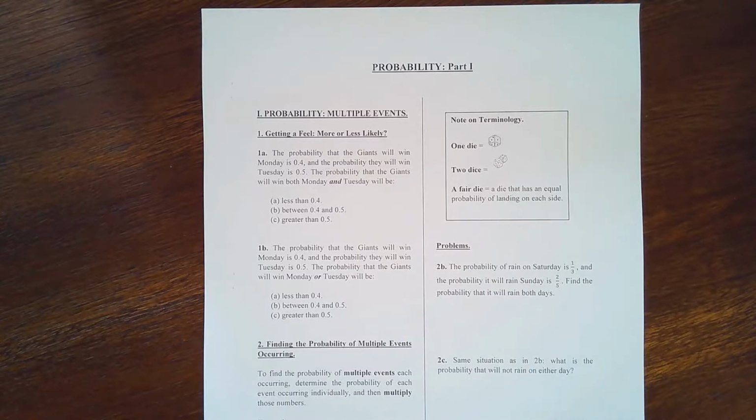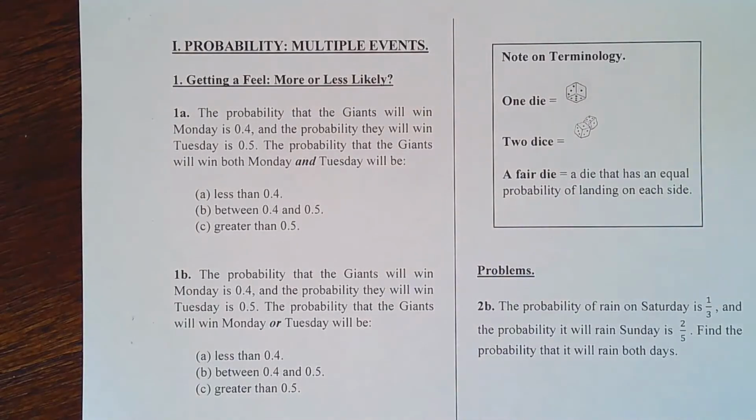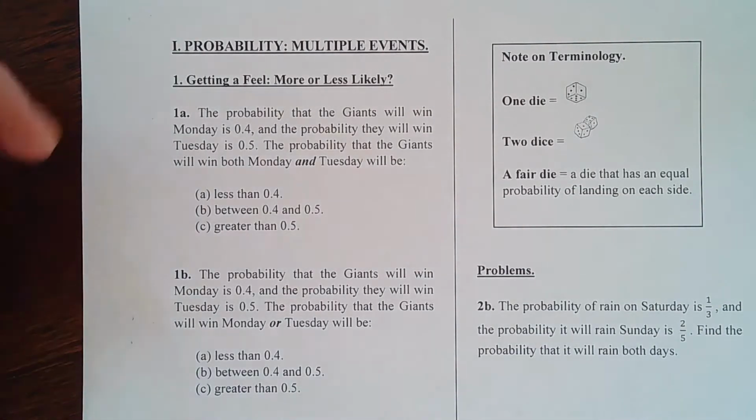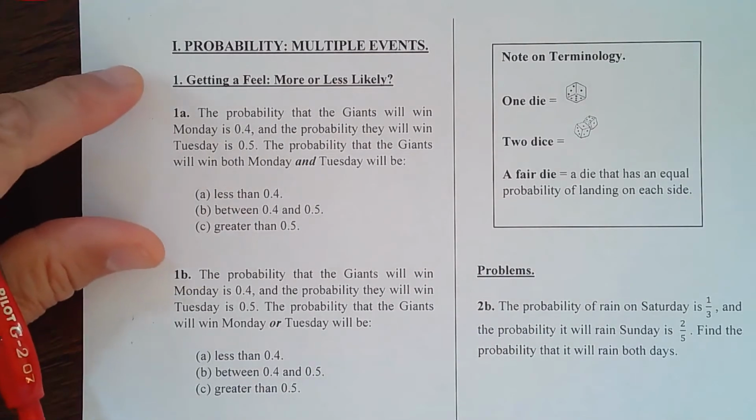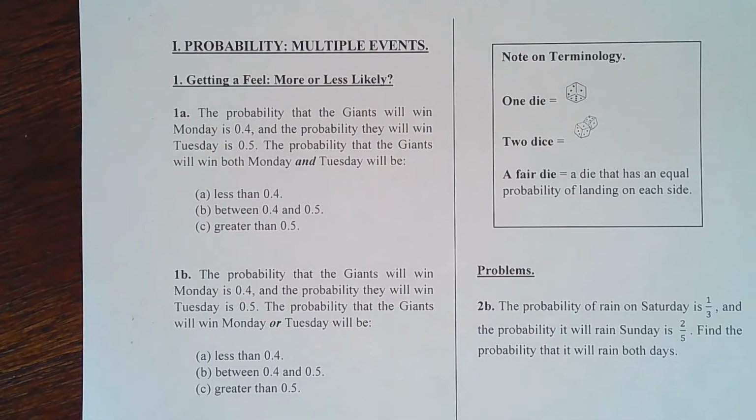All right, well, let's start with page one. I'm going to zoom in here and we're going to be in the left-hand column. And we're going to start off by talking about probability of multiple events happening. So let's see what your feel is like for doing these types of problems. Why don't you stop the video and take a look at 1A and 1B.